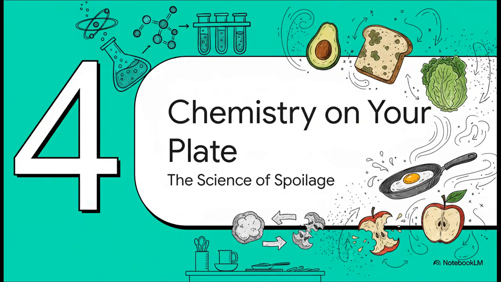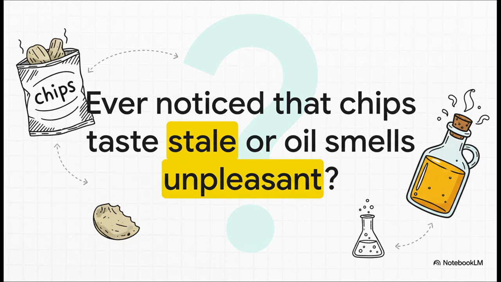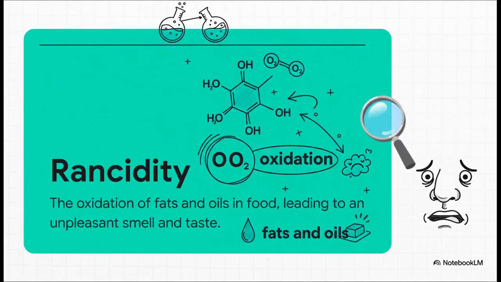Okay, now let's bring all this chemistry home, like right into our own kitchens. How do these reactions affect the food we eat every single day? Come on, we've all experienced this, right? You open a bag of chips a week later, and that crisp, fresh taste is just gone. Or you smell cooking oil that's been sitting out, and it just smells off. So what's going on there? The culprit is a chemical process called rancidity. And hey, look at that keyword right there, oxidation. It's the very same process we were just talking about.